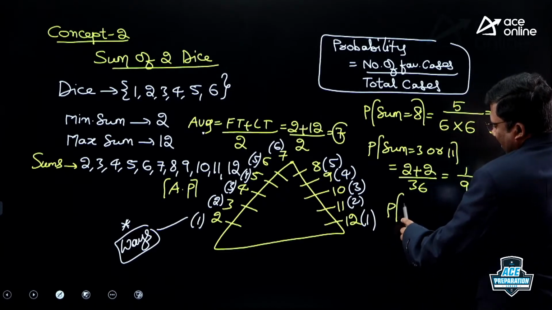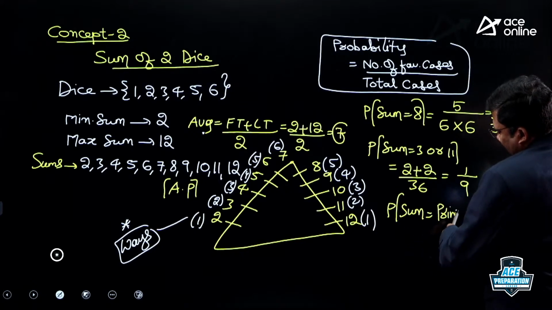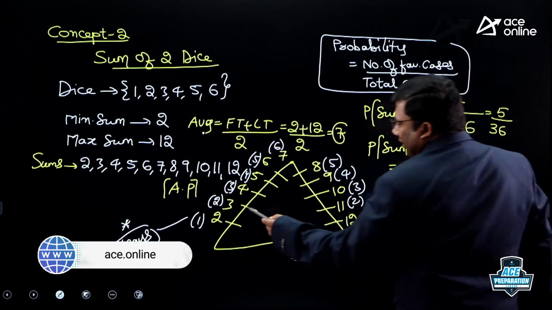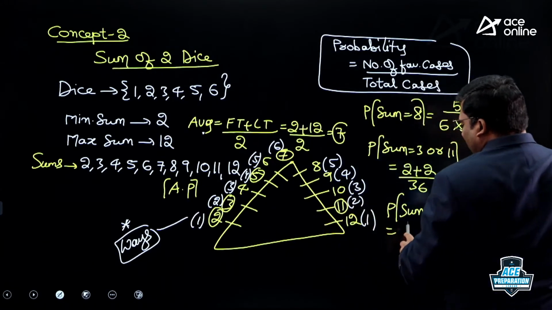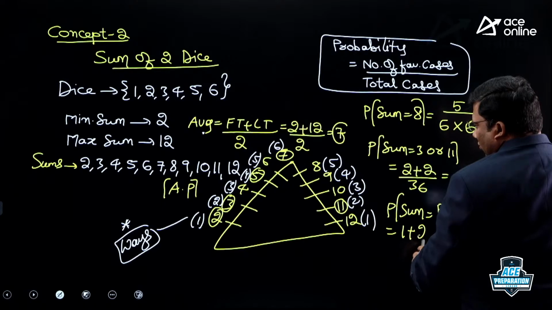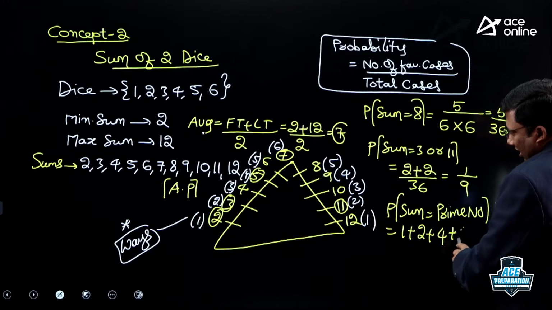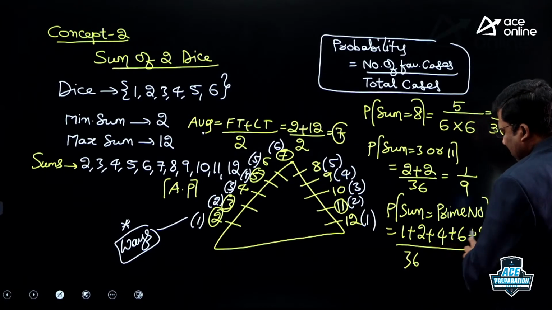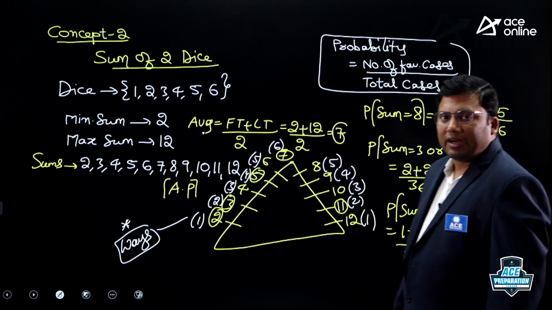Probability of getting a prime number sum. Easily you will get it. Which all cases? 2, 3, 5, 7 and 11. Sum 2, what is the number of ways? 1. Sum 3? 2. Sum 5? 4. Sum 7? 6. Sum 11? 2. Total 15, divided by total cases 36. 15 by 36, which is 5 by 12. Answer for this question is 5 by 12.